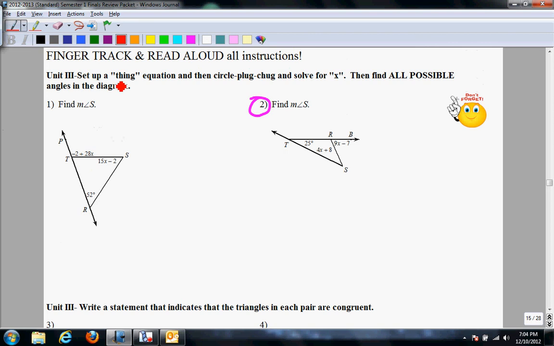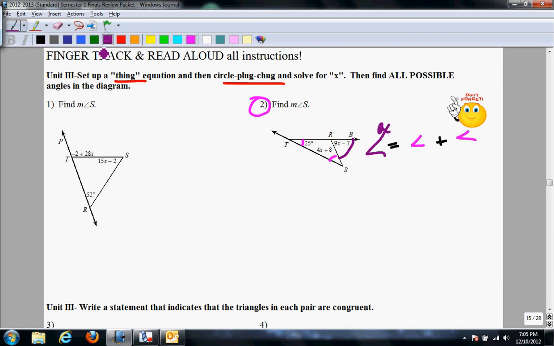It says set up a equation and then circle plug chug, solve for x, then find all possible angles in the diagram. Let's take a look at number 2 and see what we have here. We have here an exterior angle, and then we have two remote interior angles. And don't forget that an exterior angle is equal to the sum of the remote interior angles.